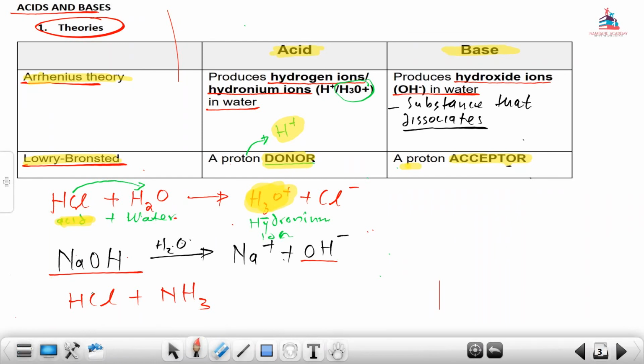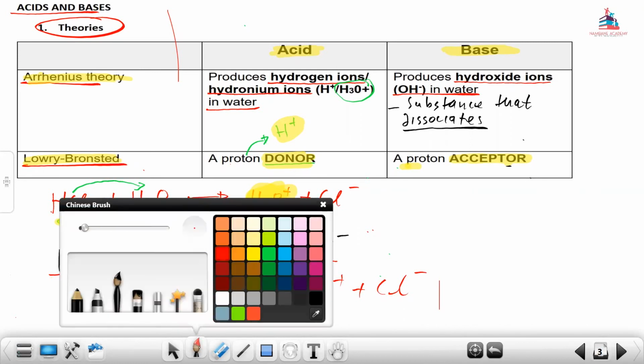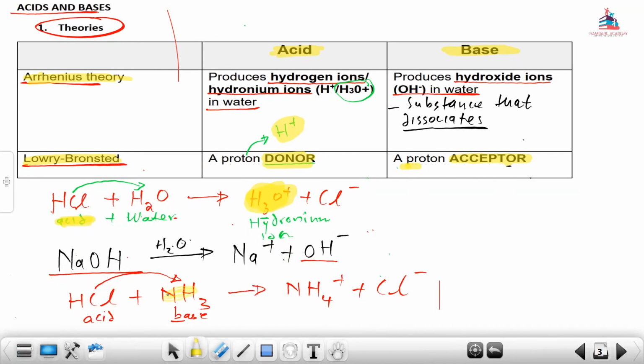We know that an acid is a proton donor. So we are going to have our NH4 plus and Cl minus. Can we now say this will be my acid and this will definitely be my base? Yes, we can. How can one explain this? Because this substance here accepted a proton from HCl.